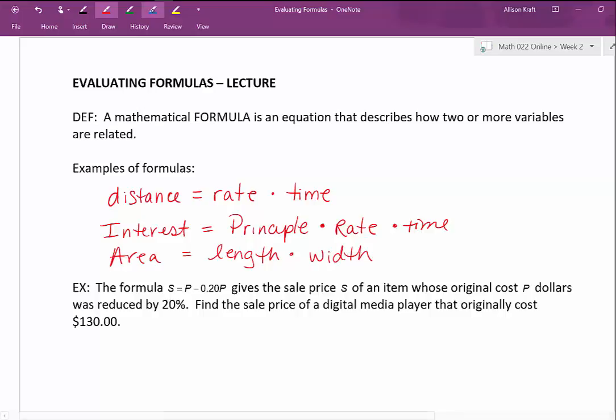Once we get familiar with these types of equations, abbreviations are typically used. We would write D is equal to RT, I is equal to PRT, and A is equal to LW.